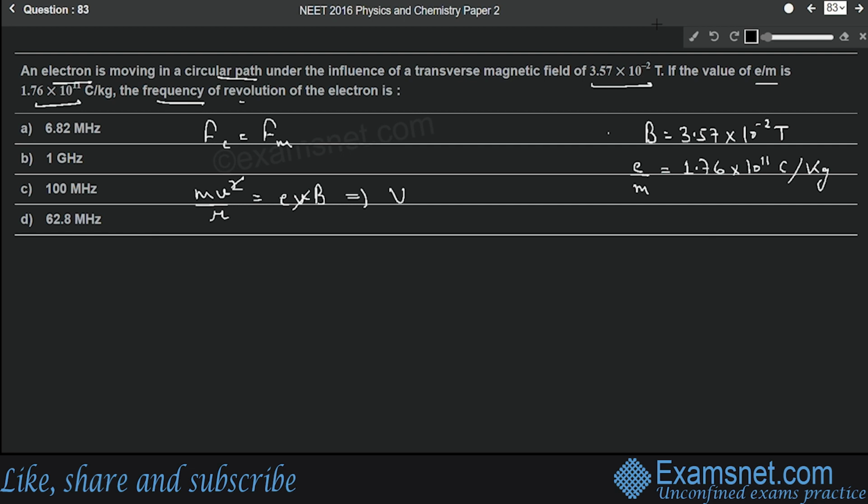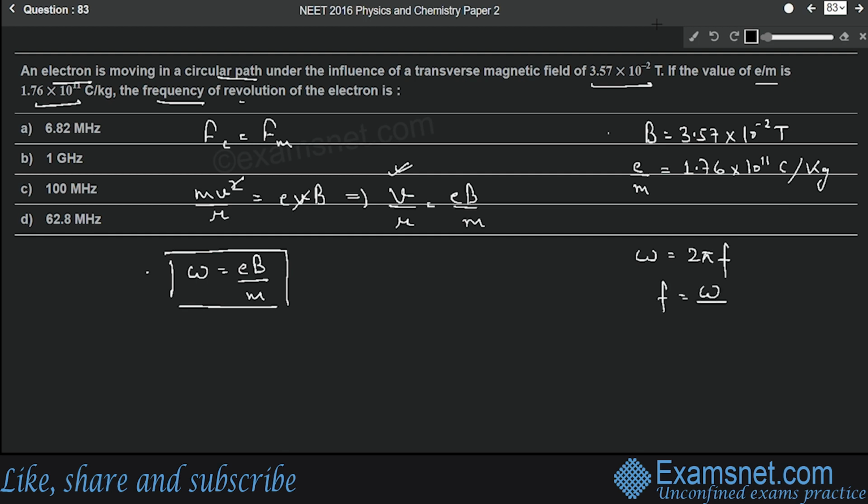What will be the value of v/r? v/r will be equal to eB/m. Now we know that v/r is nothing but the angular velocity omega. So we can say that omega is equal to eB/m. But we have to find the frequency of revolution, right? So in terms of frequency, what is the value of omega? Omega is equal to 2π into frequency. So frequency will be equal to omega divided by 2π.